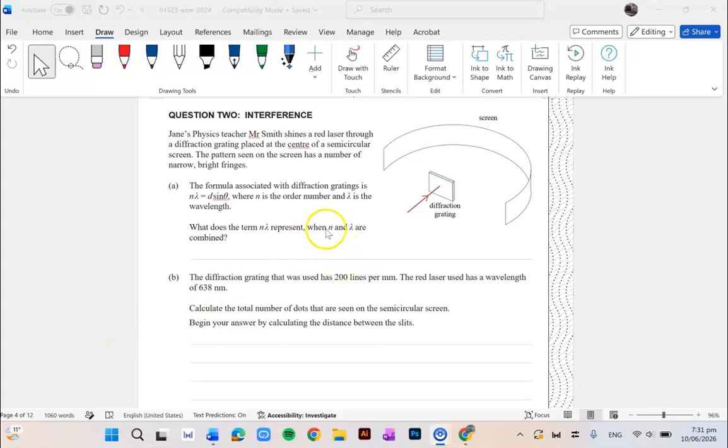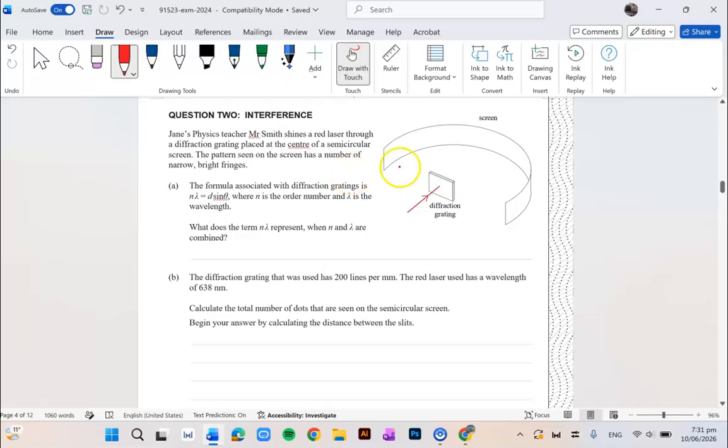Hi, welcome to part 2 of the 3.3 wave systems tutorial. This will be all about interference and diffraction. So we have a red laser shining through a diffraction grating placed at the center of a semicircle screen.